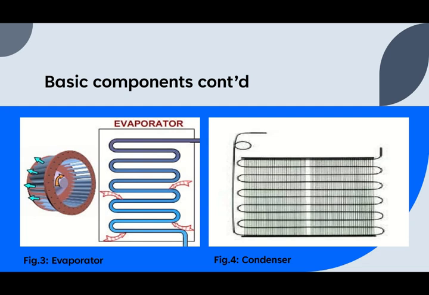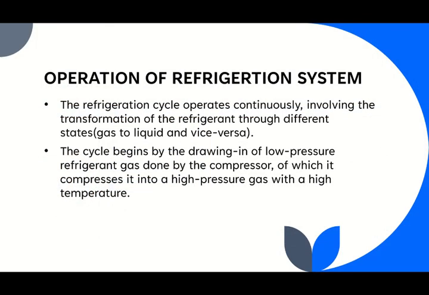We move on to how a refrigeration system works. The refrigeration cycle operates continuously, involving the transformation of the refrigerant through different states, from gas to liquid and vice versa. The cycle begins by the drawing in of low pressure refrigerant gas by the compressor, which compresses it into a high pressure gas with a high temperature.